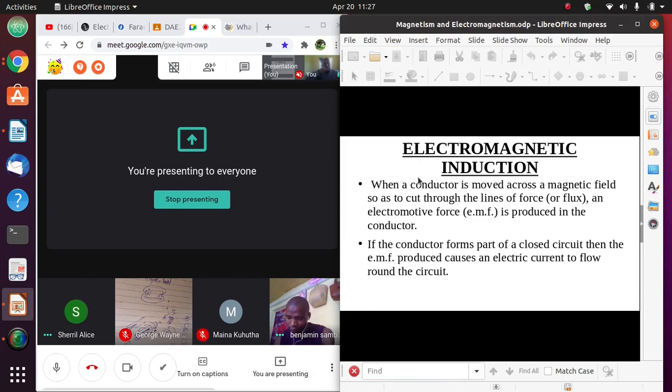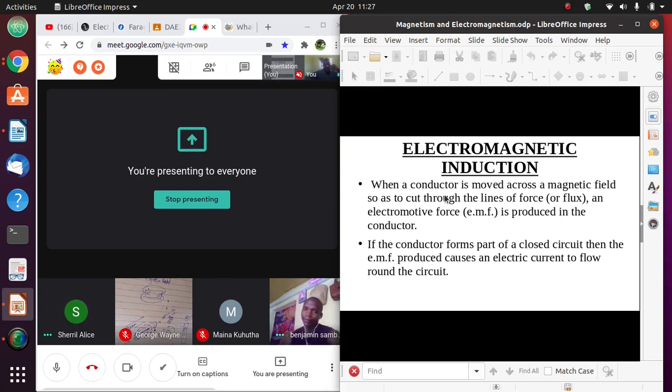Now let us introduce the phenomenon known as electromagnetic induction. If I was to ask you, how does an alternator work? Alternator ile ya gari inafanya kazi namna gani? Sisi hapa ni automotive engineers. Alternator ya gari inafanya kazi namna gani? Hiyo ni homework nyingine. Find out how an alternator works.